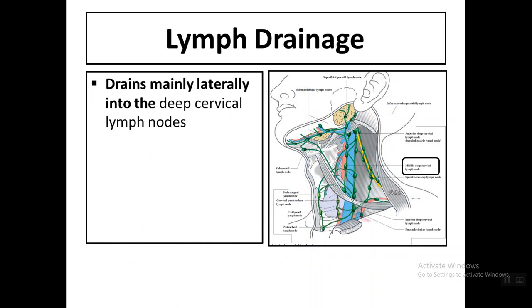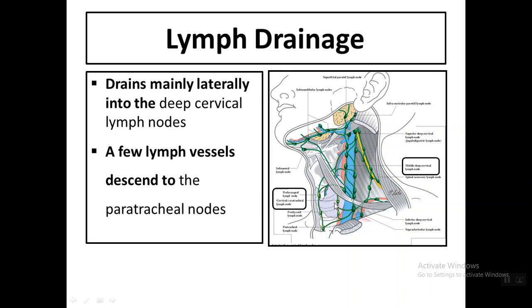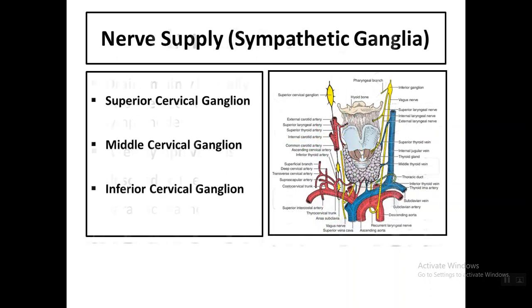The lymphatic drainage of this gland drains mainly laterally into the deep cervical lymph nodes, a group of lymph nodes behind the sternocleidomastoid, and a few lymph nodes that lie nearby to the trachea, called paratracheal nodes. What is the nerve supply? It is the sympathetic nerve supply. It has sympathetic nerves that come from the superior cervical, middle cervical, and inferior cervical ganglia. From these ganglia, they give sympathetic nerves that supply the thyroid gland.